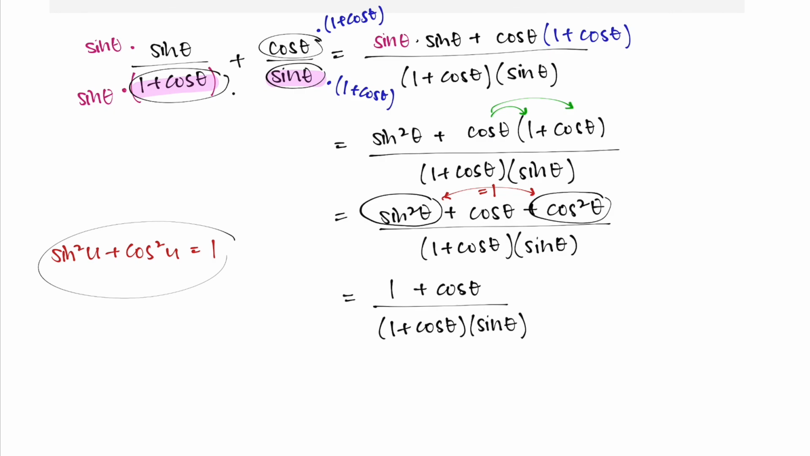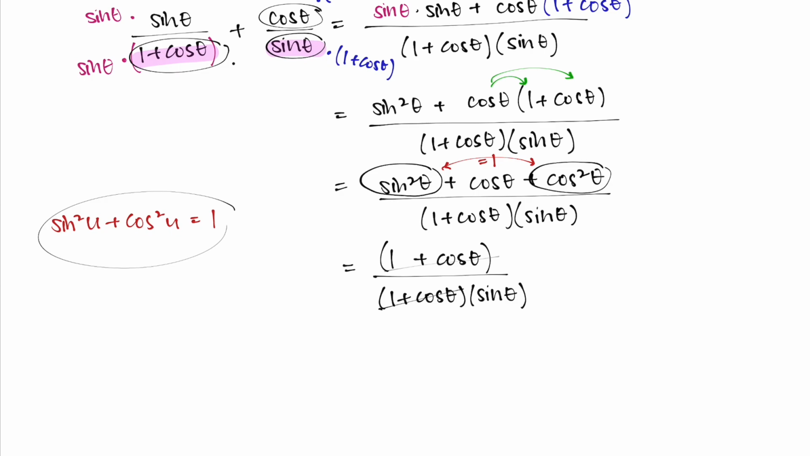But the denominator is 1 plus cosine theta times sine theta. Now, look at the numerator and the denominator. In our case, this entire thing can be canceled with the 1 plus cosine theta in the denominator. So top and bottom cancel out, and that leaves behind 1 in the numerator over sine theta, which is equal to the cosecant of theta, which is coincidentally the same answer we ended up getting in our previous example.